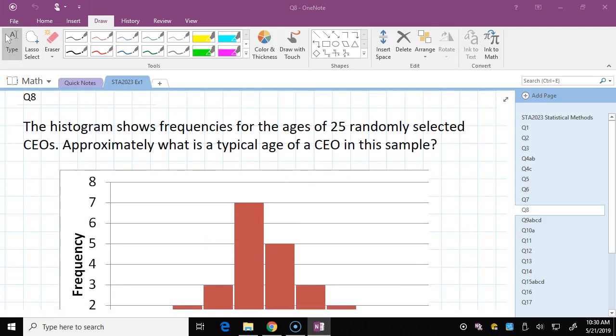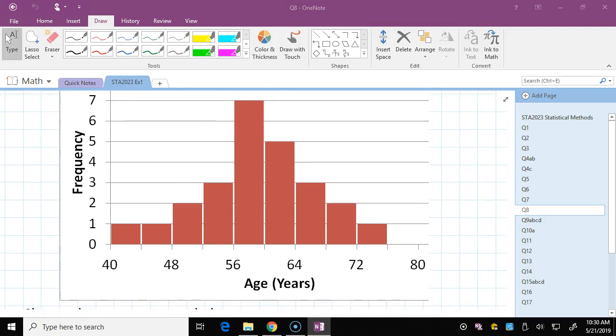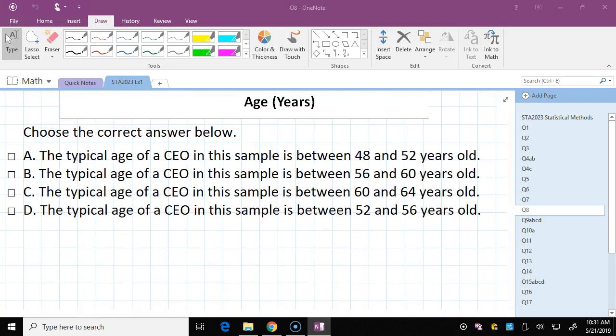So number 8, it says, the histogram shows frequencies for ages of 25 randomly selected CEOs. Approximately what is a typical age of a CEO in this sample? All right, so simple question. So you're looking at this. What is typical? 56 to 60. In other words, when they talk about that typical, they're looking for that highest bar, almost that mode. So 56 to 60. So we go down here, and the answer has to be B.